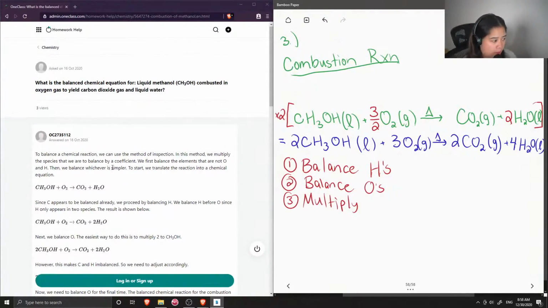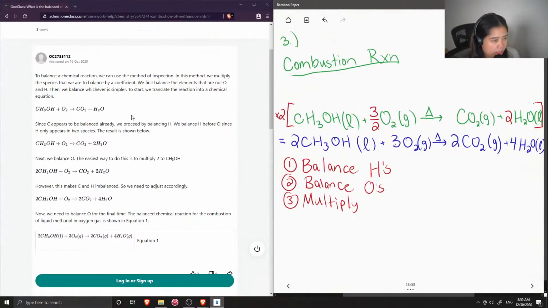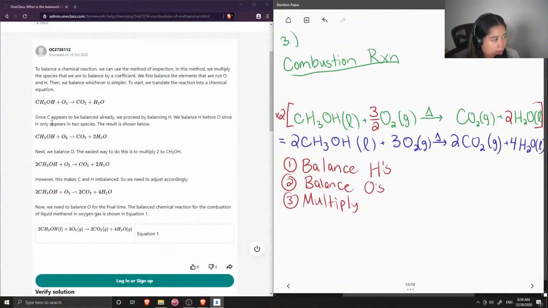Okay, so let's see what the junior tutor said. To balance a chemical reaction, we can use the method of inspection. In this method, we multiply the species that we are to balance by a coefficient. First, balance the elements that are not oxygen and hydrogen. Then we balance whichever is simpler. To start, we translate the reaction into a chemical equation. So since carbon appears to be balanced already, we proceed by balancing hydrogens. We balance hydrogen before oxygen since hydrogen only appears in two species. The result is shown below.